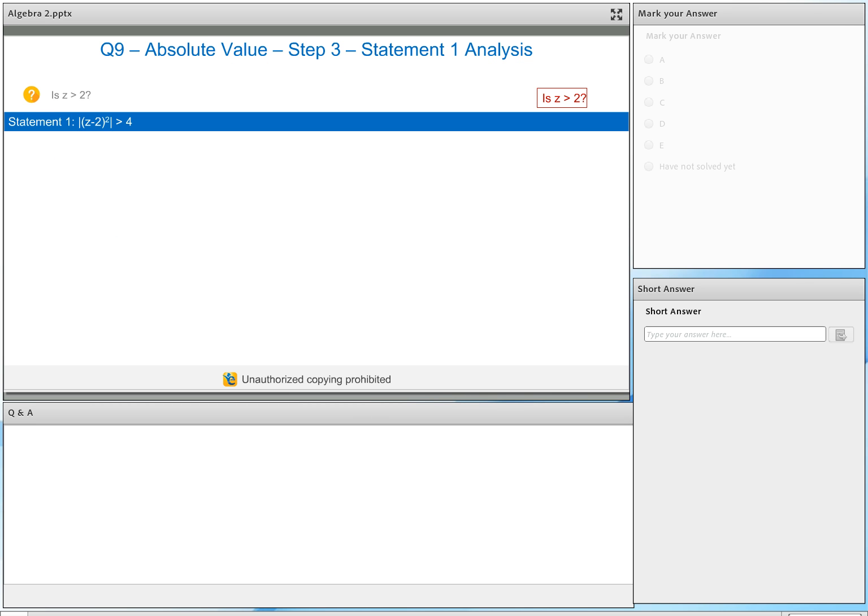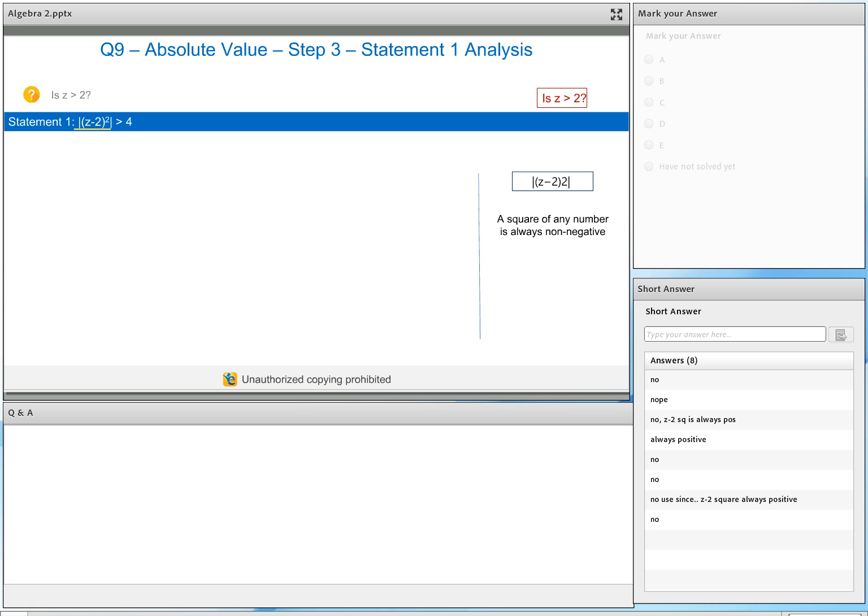Okay. Now, what do we get from this statement here? Mod of (z minus 2) whole square is greater than 4. Now, if you think about it, is there any purpose of the mod here? Not really. Why? Because (z minus 2) whole square is always a non-negative number, right? So you take a non-negative number and you take a mod of it, it's going to still remain a non-negative number. So you're not really getting anything more by adding that modulus there, right?